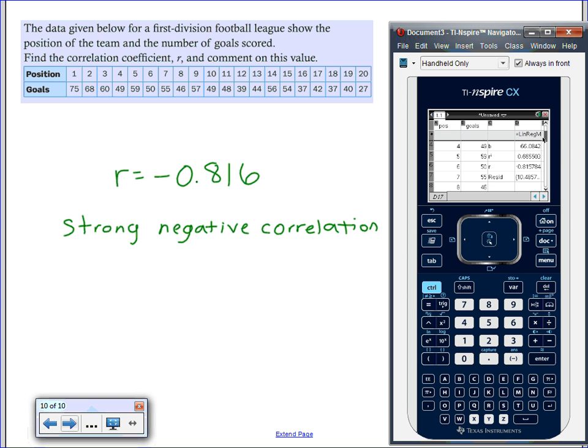So this is a strong negative correlation, which makes sense. It's implying that the lower your position, so the closer you are to being number 1, the more goals your team scored. So this is like as one goes down, the other goes up. And so you might have data like this for your project, or you might have variables that go up together. The correlation coefficient will tell you what that trend is. And that is all.